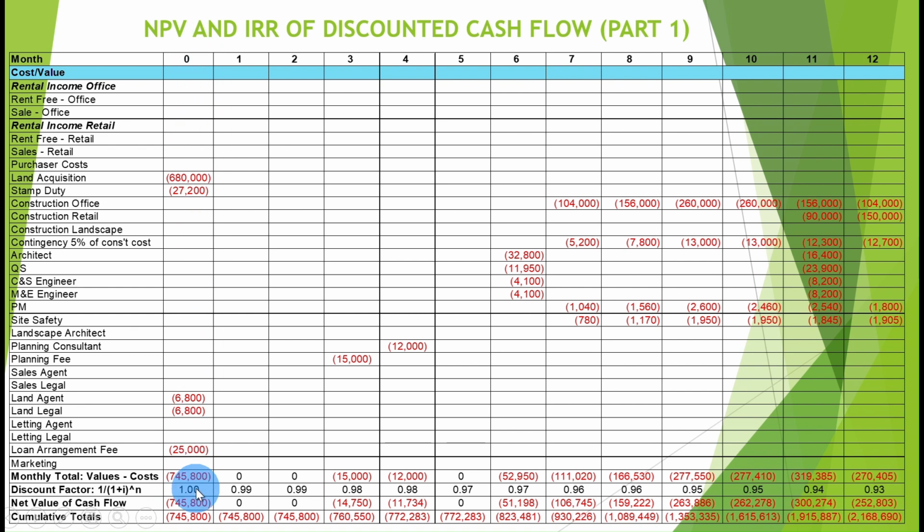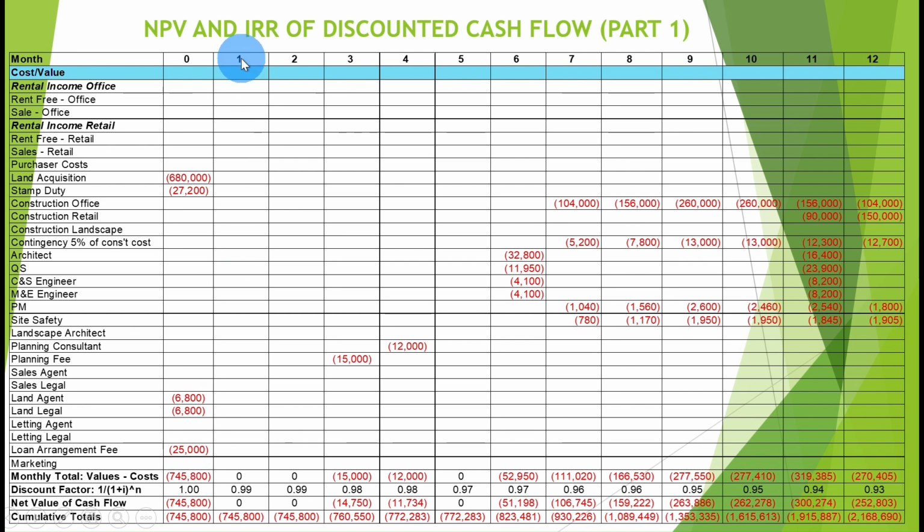So we will sum all the cost and value here, and remember discount factor, we want to discount back to the present value, so we have to calculate the discount factor by applying the formula 1 over (1 plus i) to the power n, where i is the interest rate. For the initial month the discount factor is equal to 1, so we will multiply the monthly total here with the discount factor to have the net value of cash flow for month 0, and the cumulative we put here equal.